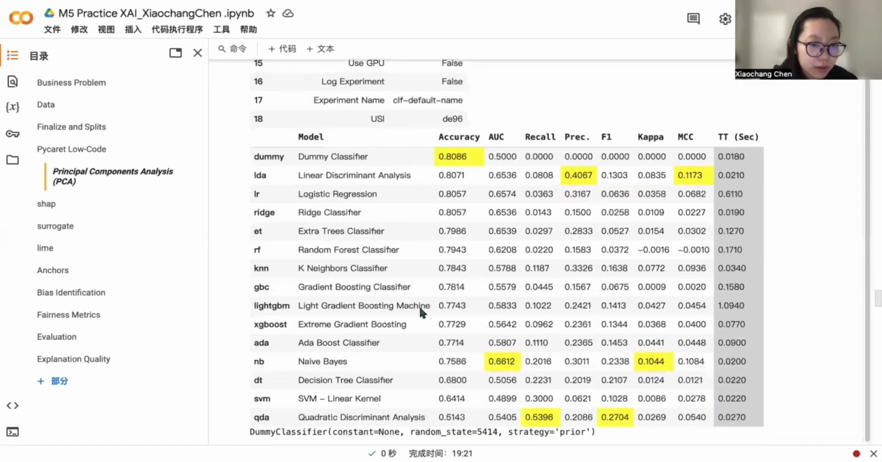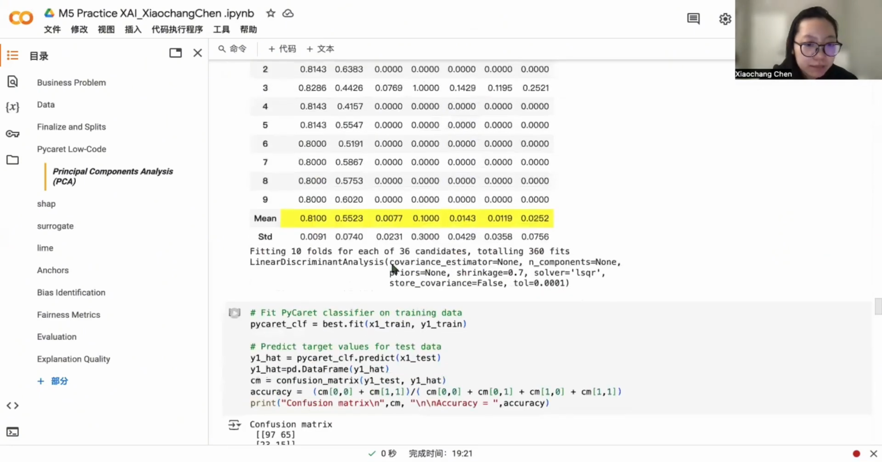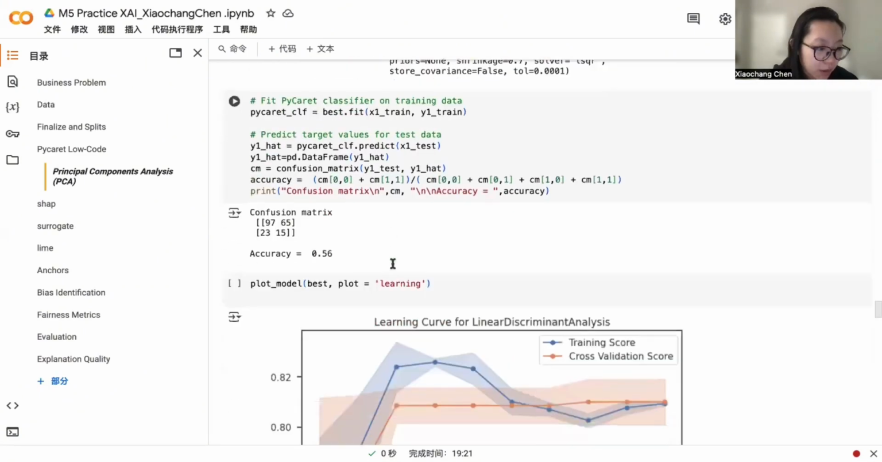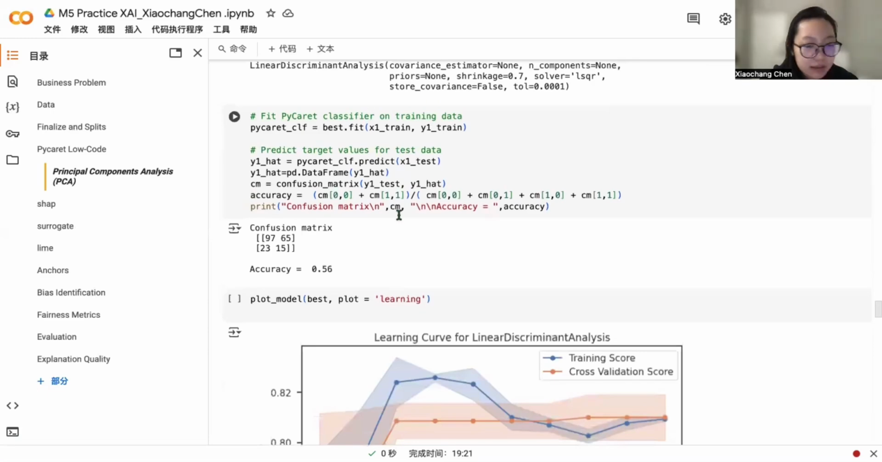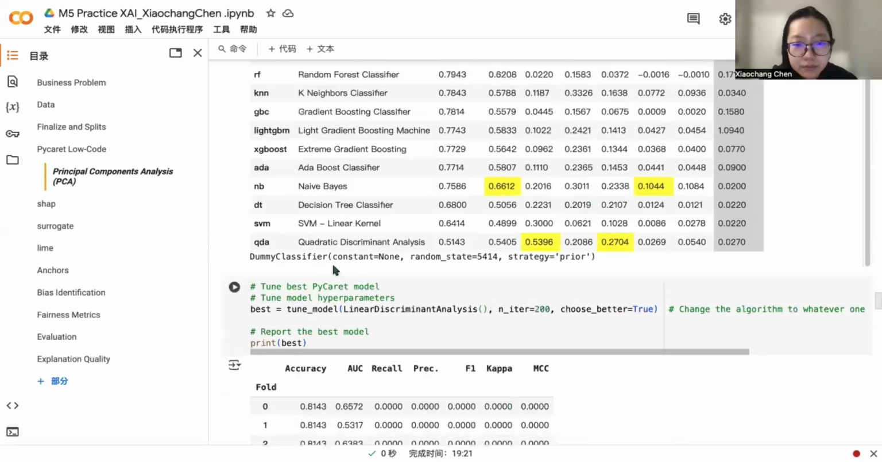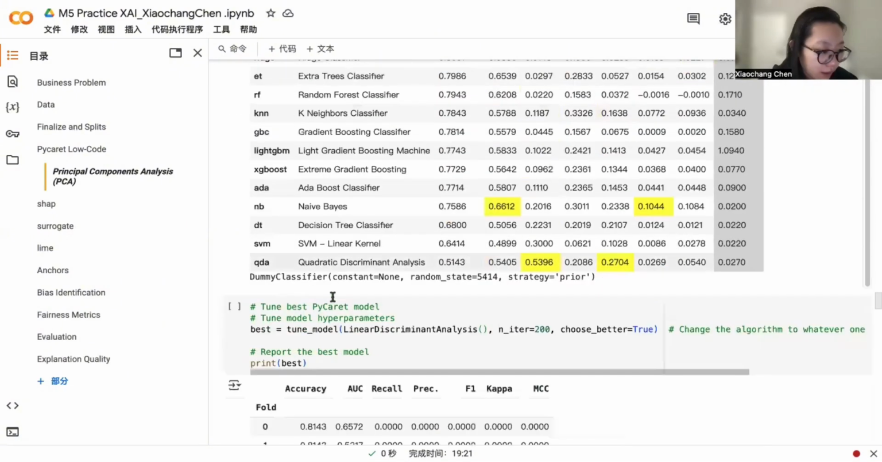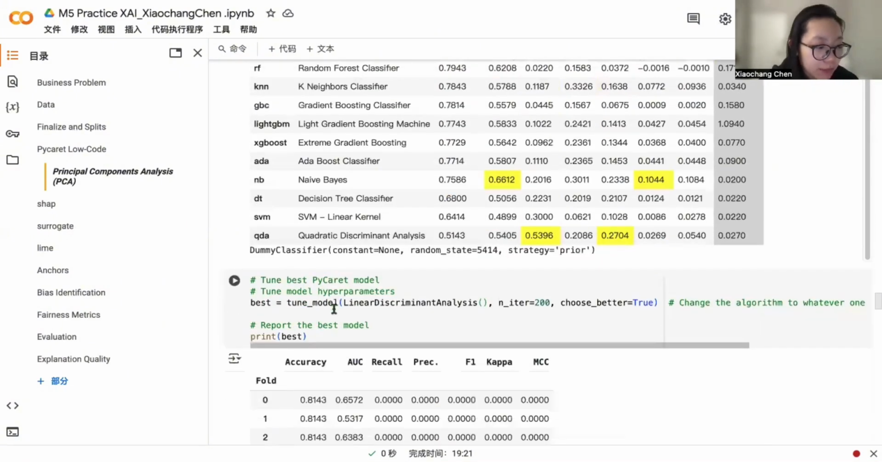We tested multiple classification models, and after comparing performance metrics, the best model was linear discriminant analysis, which is LDA. Let me show you. Yeah, here. And to enhance performance, hyperparameter tuning was performed using PyCaret's tuning framework, which optimizes model parameters systematically.